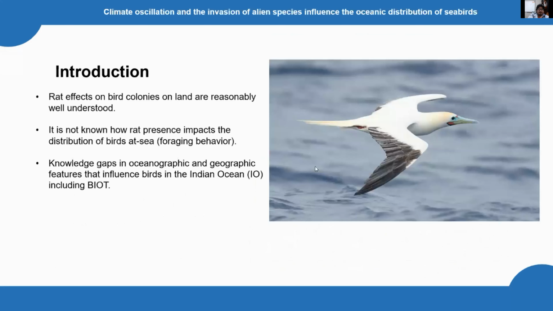The effect of rats and invasive species on land is actually well understood. However, no one has explored before the effect of rats and climate oscillations considering seabird distribution at sea. And it is particularly important to mention that this study was run in the British Indian Ocean Territory, because we also want to fill some information gaps on seabird distribution.